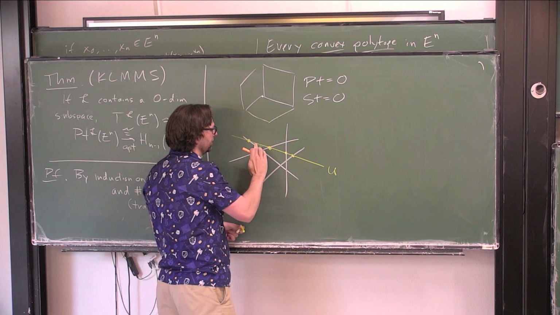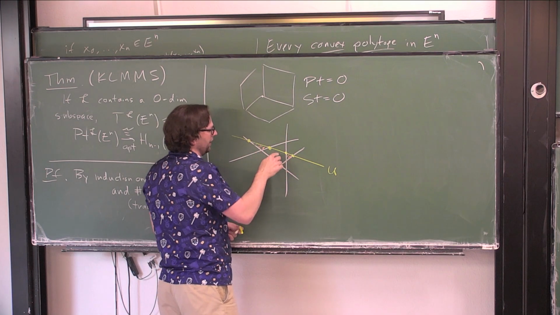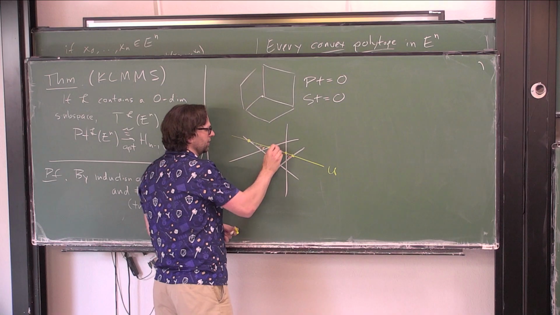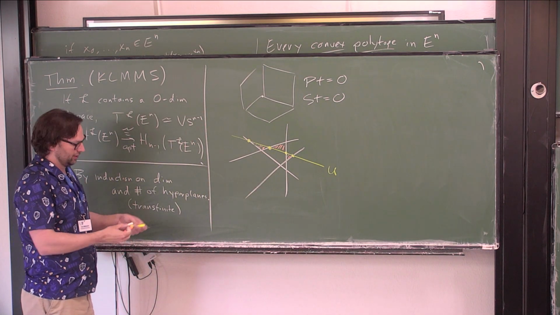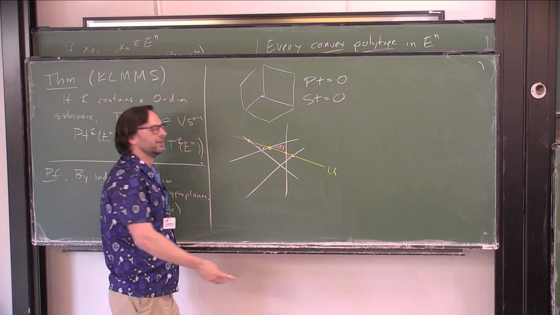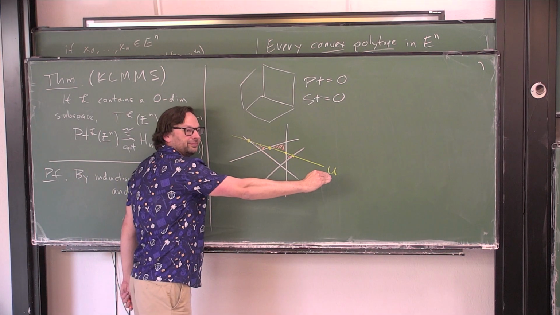Let's do them in orange. And I have that one. And I actually have a choice of which of these two to do. So some new polytopes are created. And also, the Tits complex is changing. I'm adding in these subspaces, and then I'm adding in U.